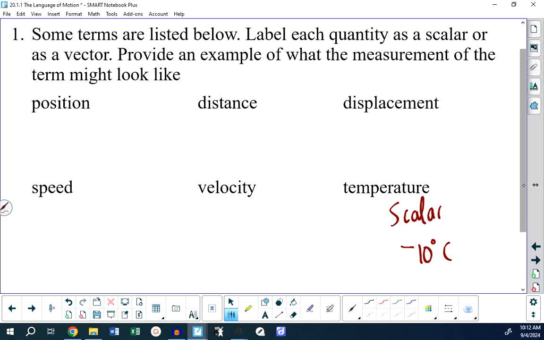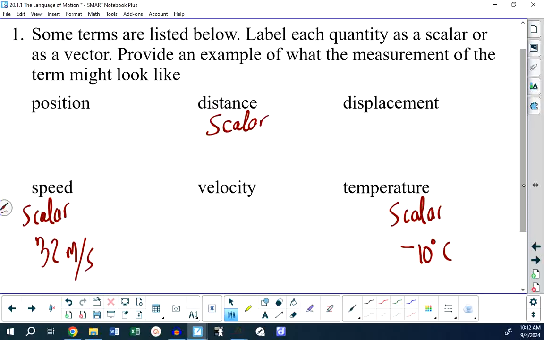Speed is simply how fast. So this is a scalar. I don't know, 32 meters per second. Could be anything you want. Distance is a scalar. It's just how far.